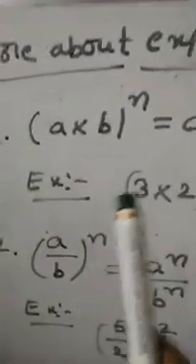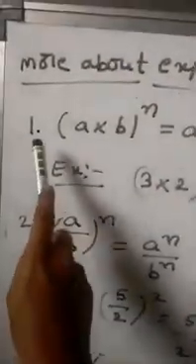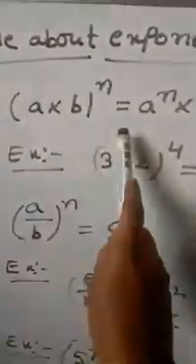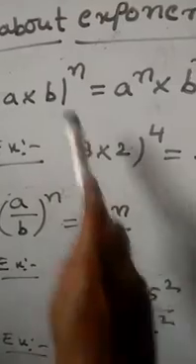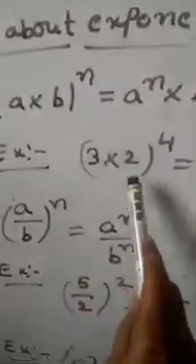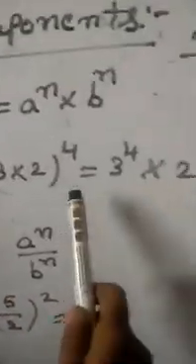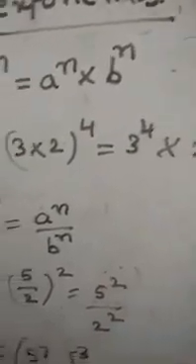See exponents continuation class. See here more about exponents. First formula: (a × b) to the power of n equals a to the power of n times b to the power of n. Next example: here a value 3, b value 2. Take (3 × 2) to the power of 4 equals 3 to the power of 4 times 2 to the power of 4.